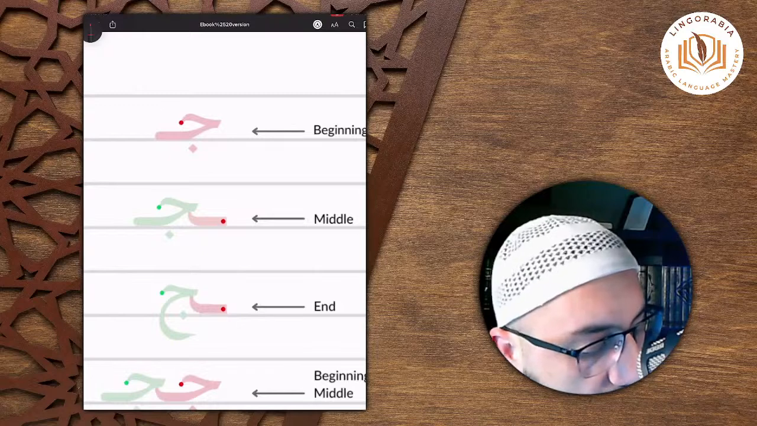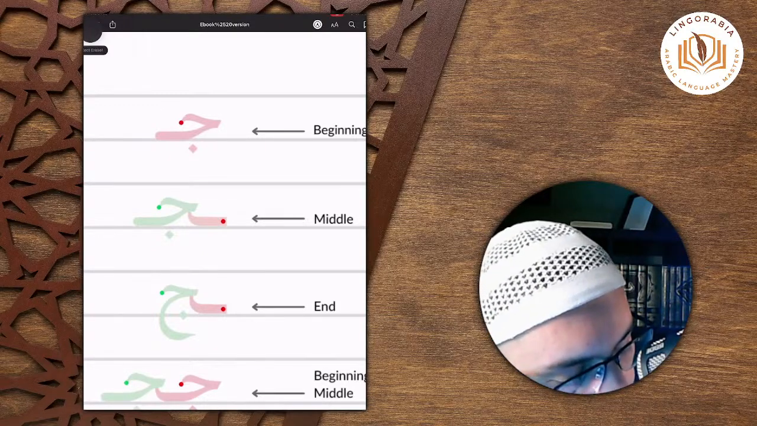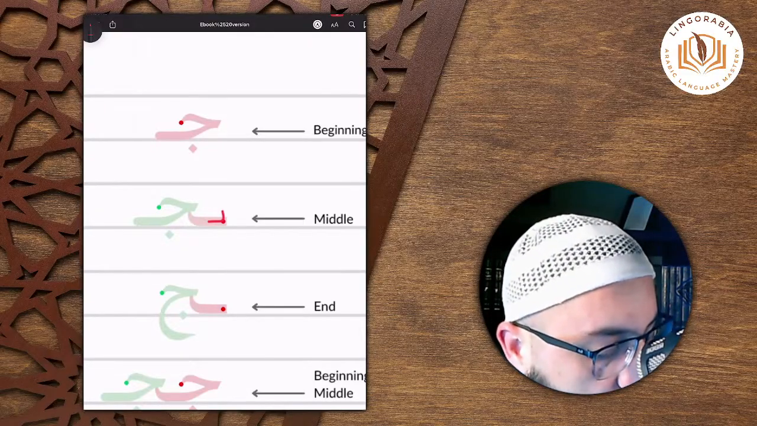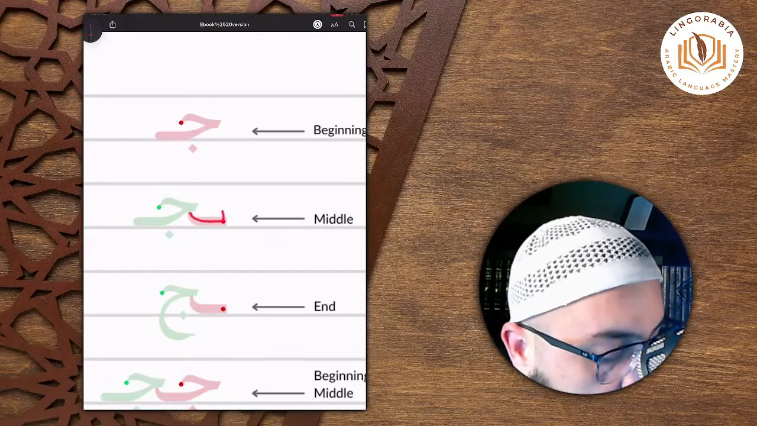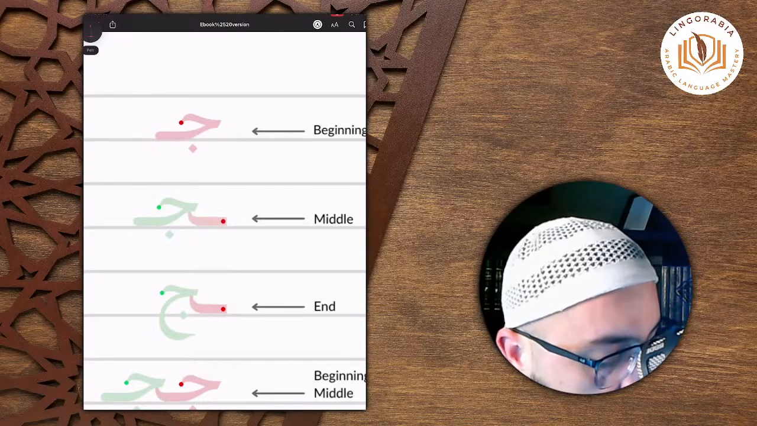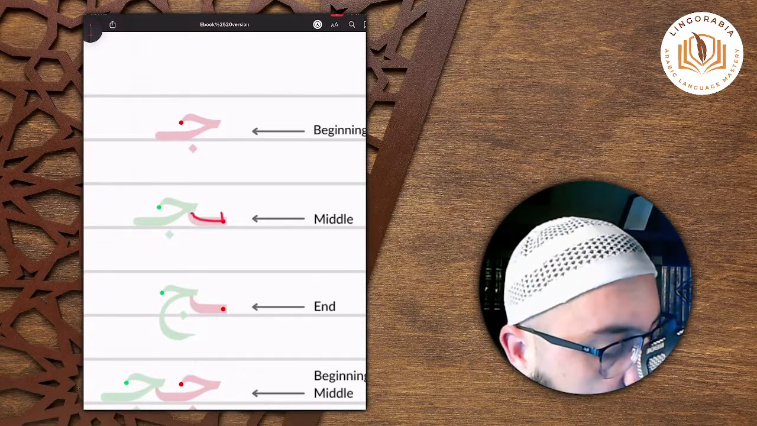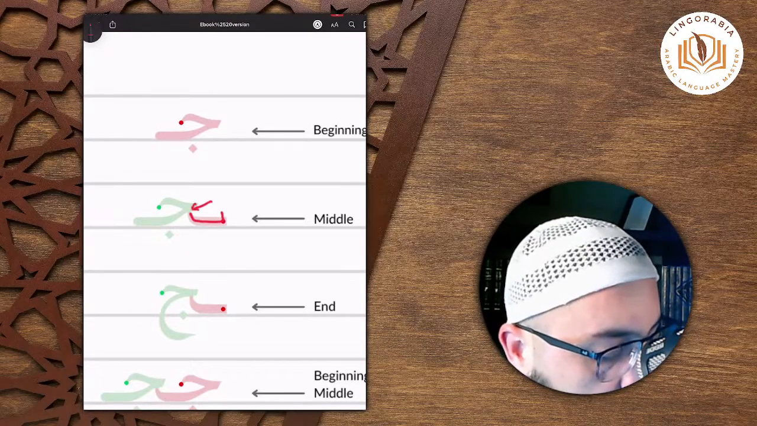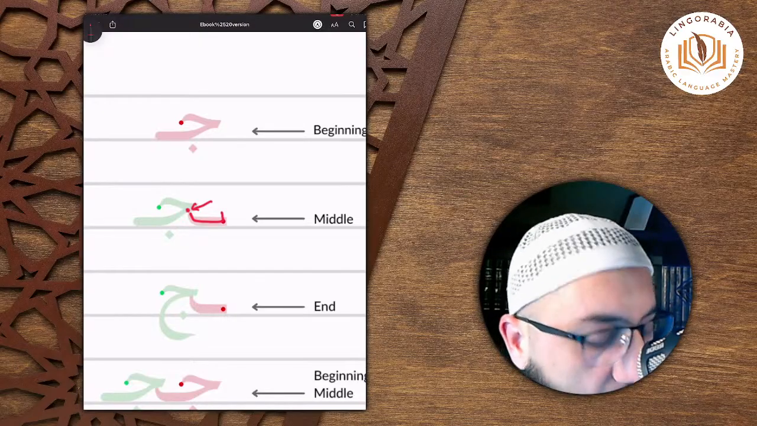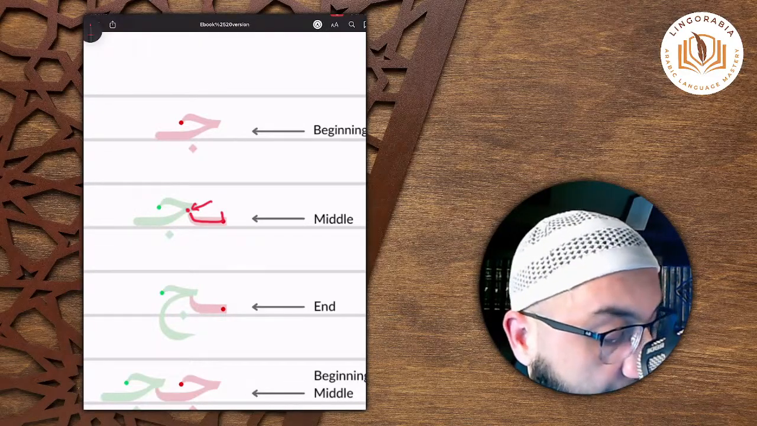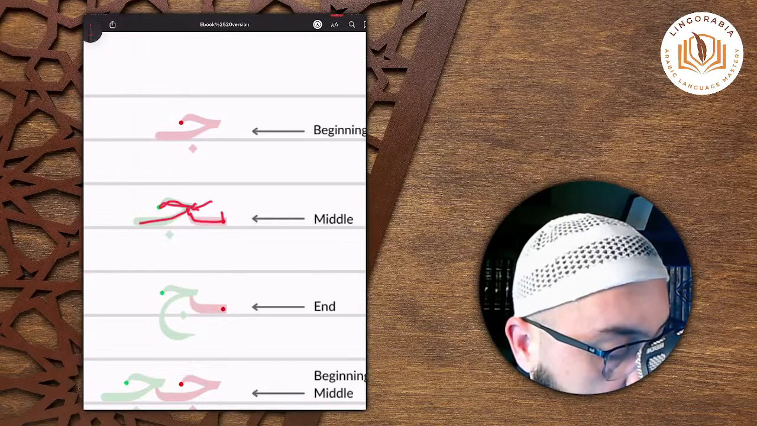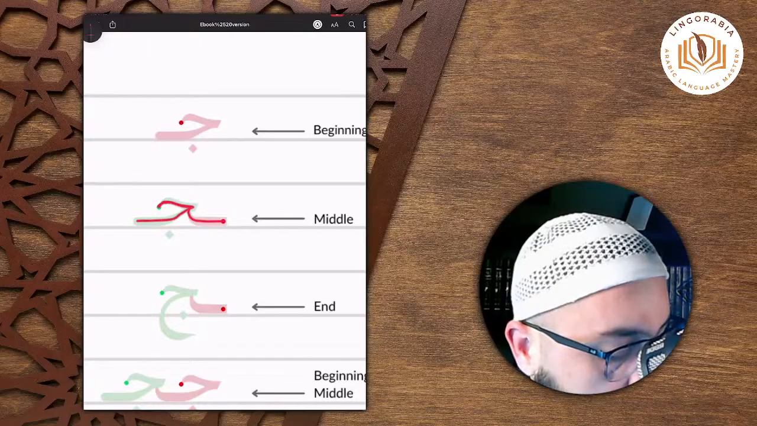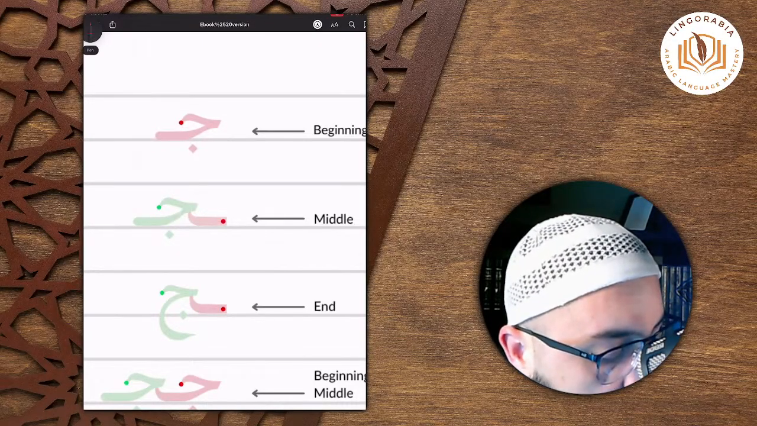Assume you have another letter here, ba, for example. You go like this, and then you want to connect the ba with the jim. You go here until this point. Once you arrive at this point, you're not able to go up and do this. That's not allowed. You're not allowed to do this in one go.